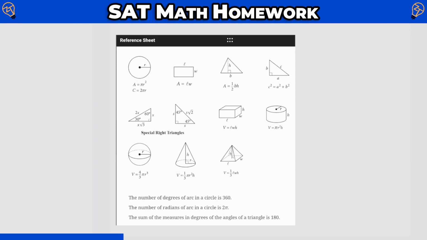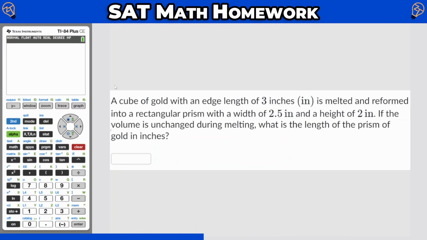One way is to pull up the reference sheet that's provided in the digital SAT format. And what you'll see here is for a rectangular prism, it's length times width times height, which you probably knew. They don't show for a cube, but it's the same concept, length times width times height. But because the side edge is the same for all three, sometimes you'll see the volume of a cube stated as S cubed.